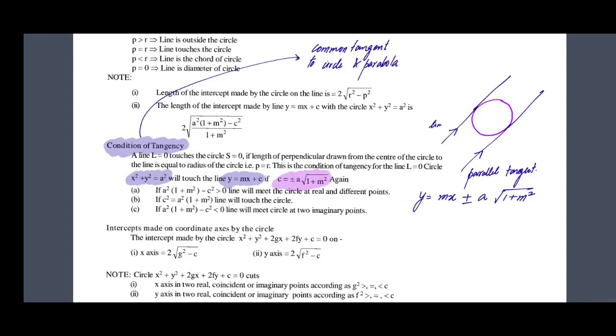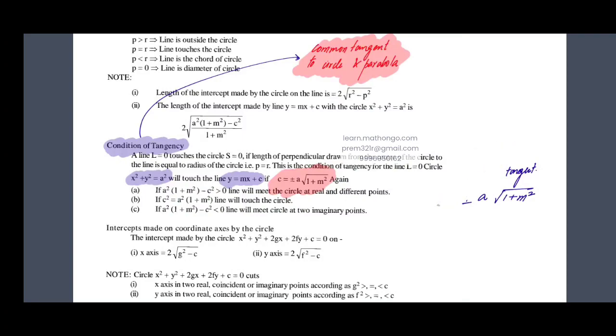So plus would be, let's say, for line 1, tangent 1, and the other minus would be for line 2, that is tangent 2. Why? Because they are parallel, m remains the same, right? Only the constant value is changing, that is why. Okay, understood guys? Very very important. Please remember the most important formula which you will utilize in the concept of common tangent to circle and parabola.